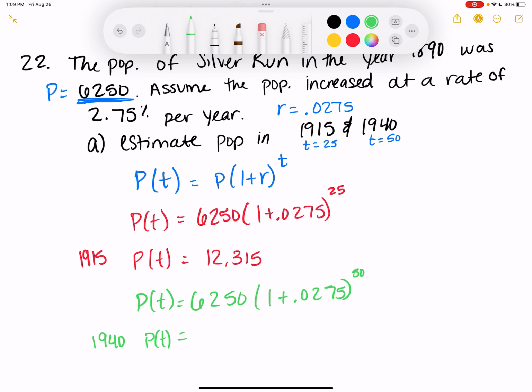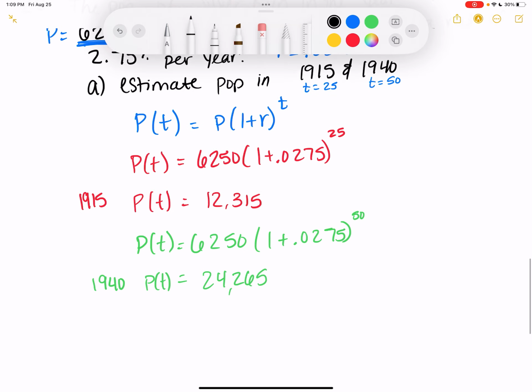Did we get a population for this one? Oh, the standard way? 24,265. I forgot we were doing math. But Excel. Minor sidetrack.